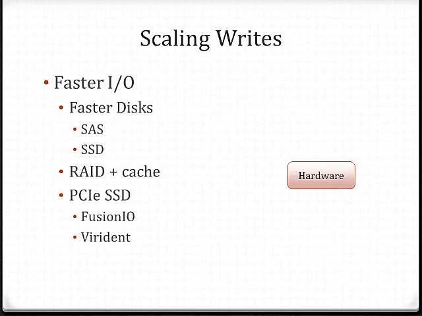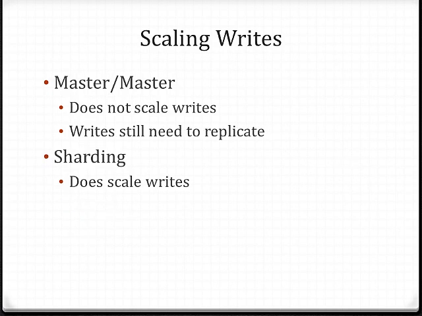So faster I/O, faster disk, SAS, SSD, RAID plus cache, PCI SSD, so Fusion-io or Virident. A master again does not scale writes because they have to replicate writes. Sharding does scale writes, and here we go, sharding.